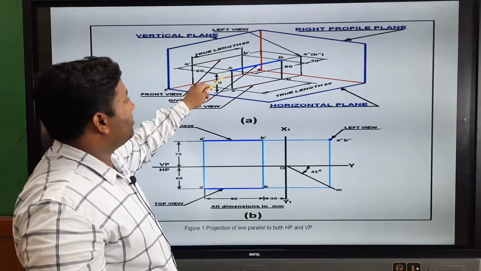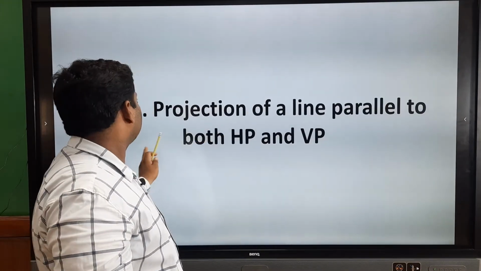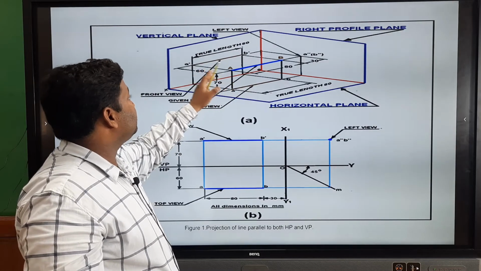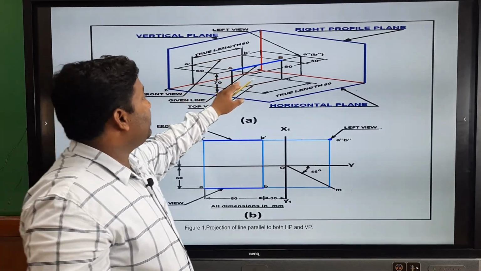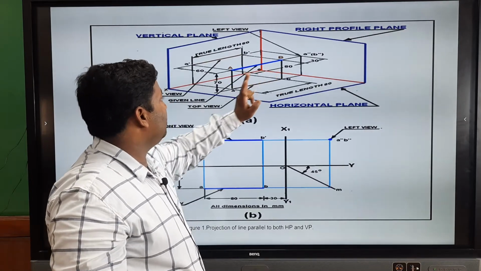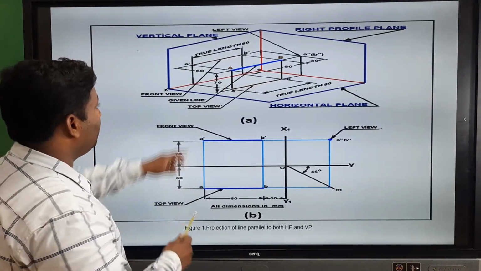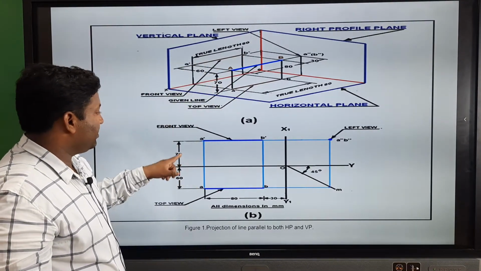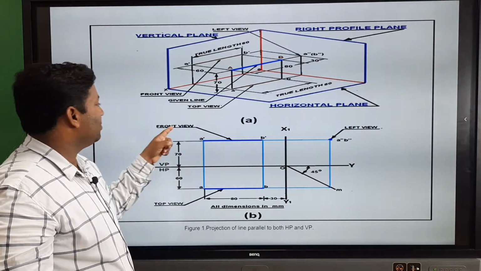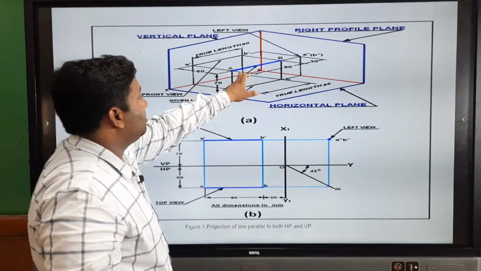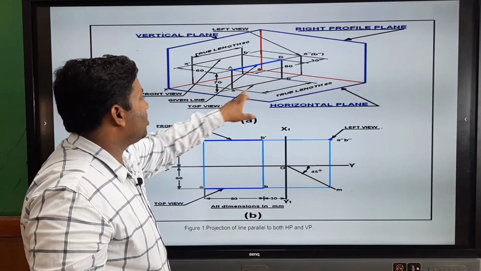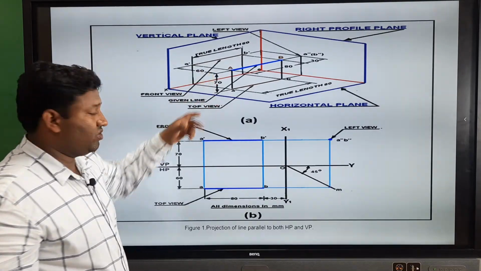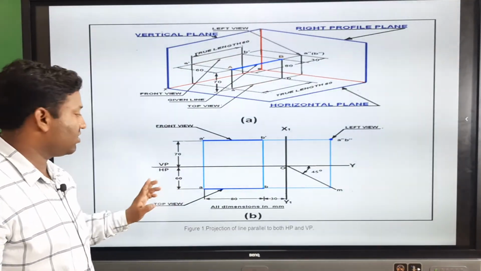When we view from the top, this line is 70 mm above the HP and 60 mm in front of the VP. The 80 mm is the length of the line. So, the blue color line appears as A complement, B complement from the front view, 70 mm above the HP, which is the true length from the front view. If you view from the top, A complement, B complement appears as small a and small b, which is 60 mm in front of the VP, measured from the reference line.